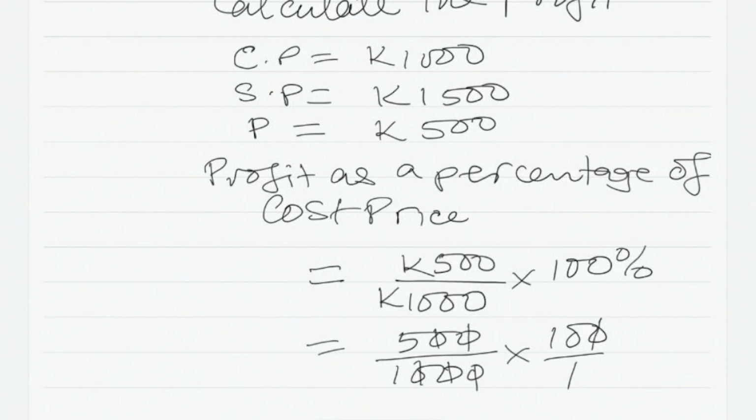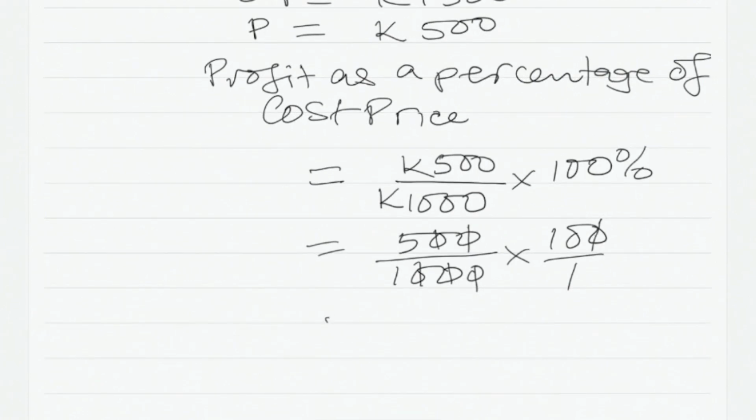So we started by cancelling the 2 zeros there. That means we have divided by 100. How many hundreds are there in 500? That is 5. In 1,000, it gave us 10. Then we say how many tens in 10? That is 1. In 100, that is 10. So we multiply 5 times 10, it will give us 50%. So our answer is C.